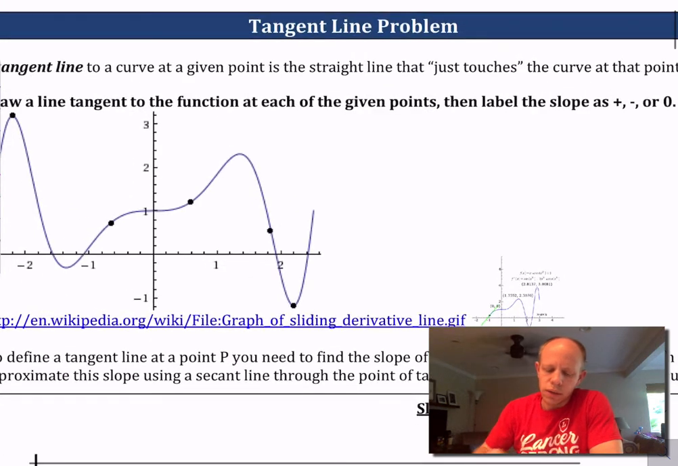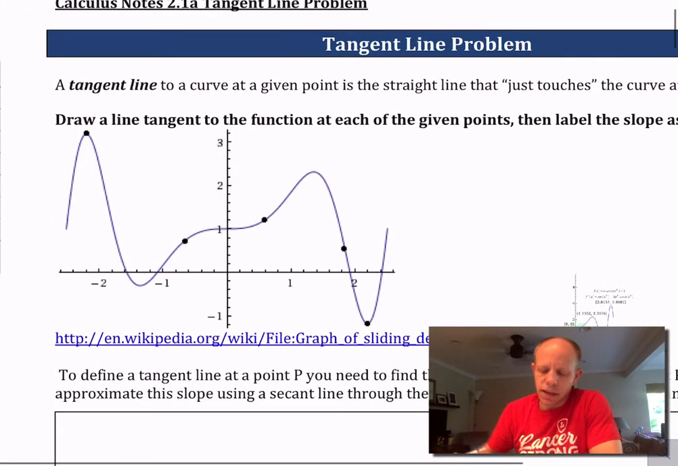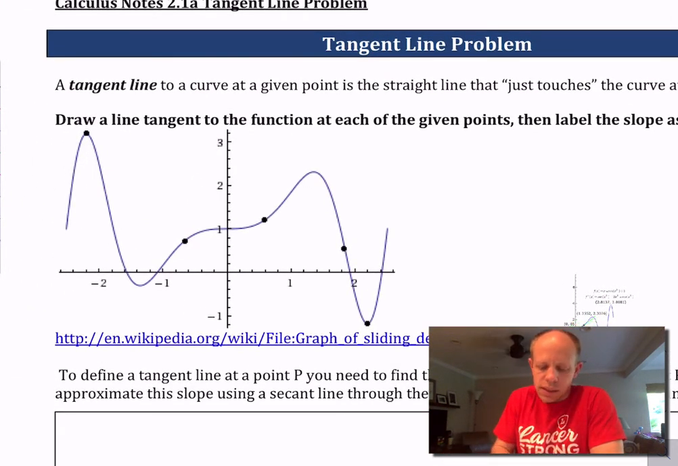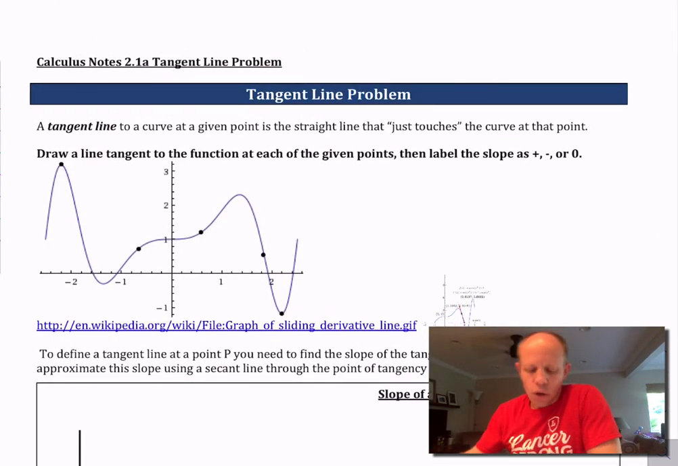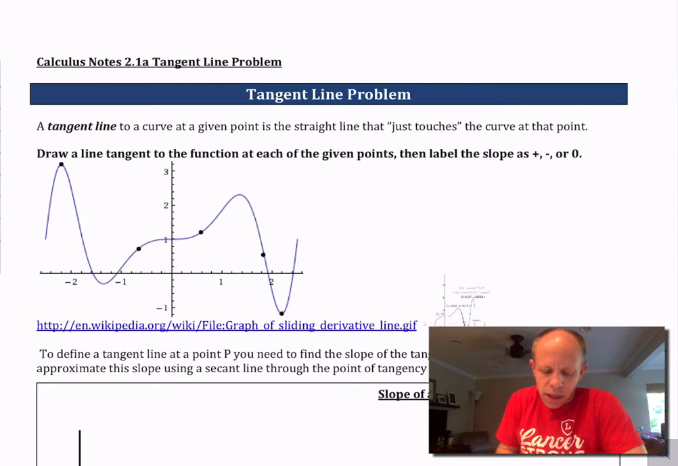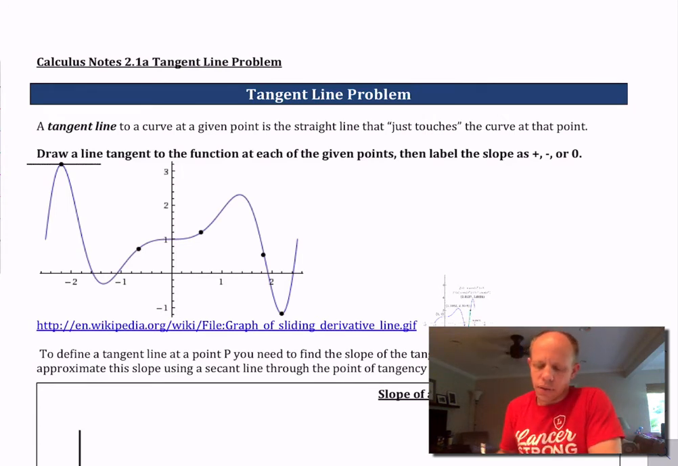So what we're going to do is draw a couple of these tangent lines and practice doing this. And then we want to label the slope as being positive, negative, or 0. So right here at this first point, we want to draw the tangent line right across here. Okay, so we're just going to draw a line straight that's just touching. Now that one is going to have a 0 slope because it's horizontal. So I'm just going to write m equals 0 there.